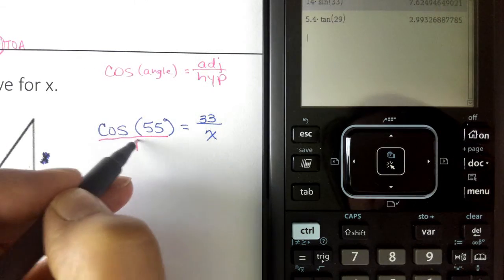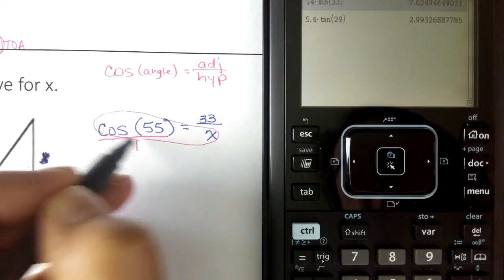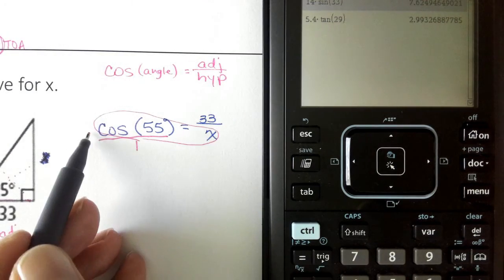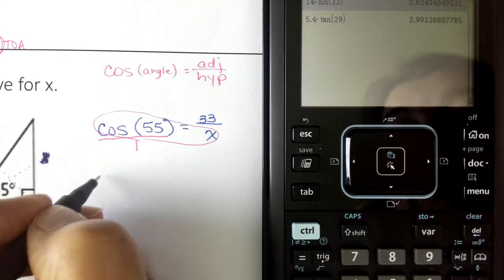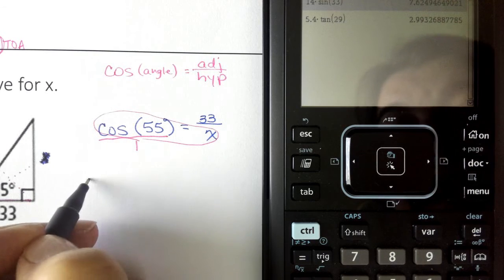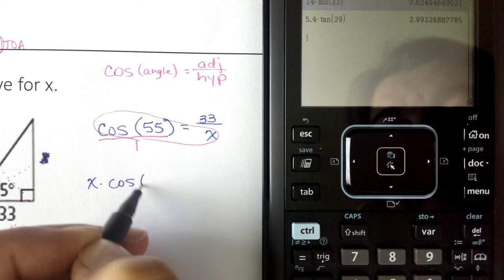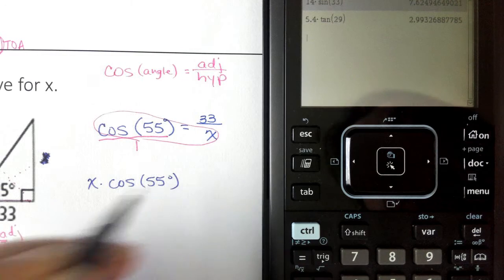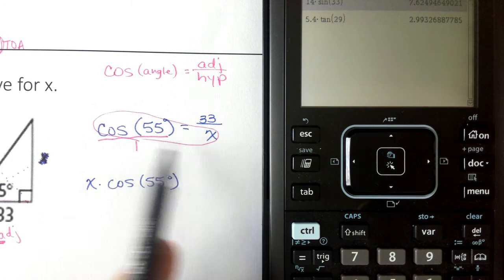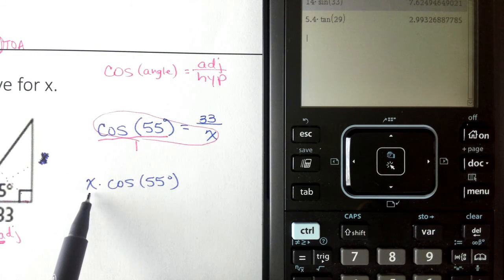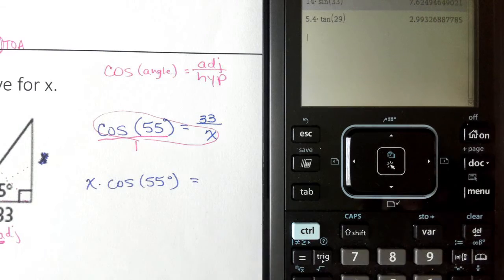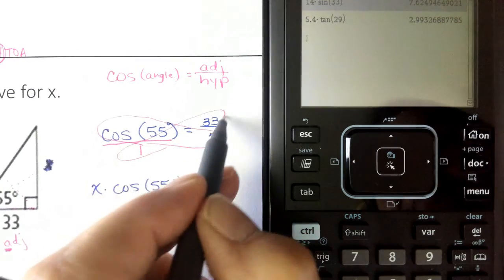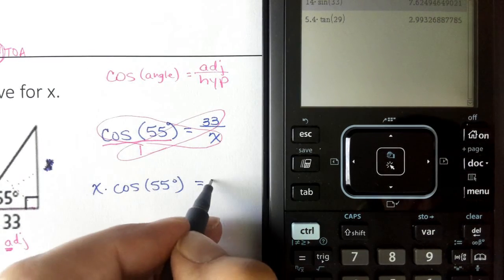Okay, so cosine 55 degrees times x, and I'm going to put the x in the front because I want my cosine 55 to be on the end. So x times cosine 55 degrees. Notice I treated it exactly like the last two problems. I just have an x instead of a number as a coefficient of the cosine 55. That's equal to, in the other direction, 1 times 33, which is 33.